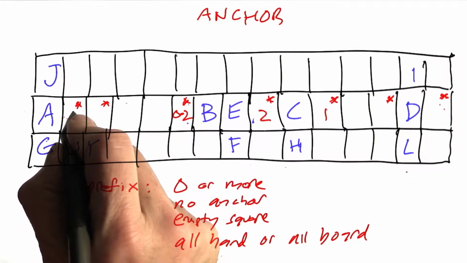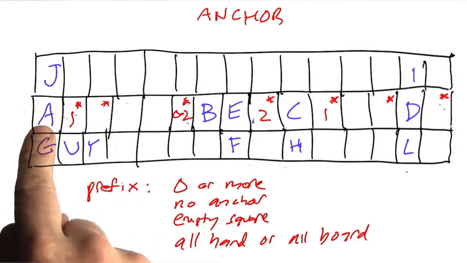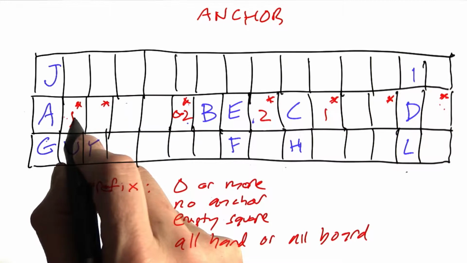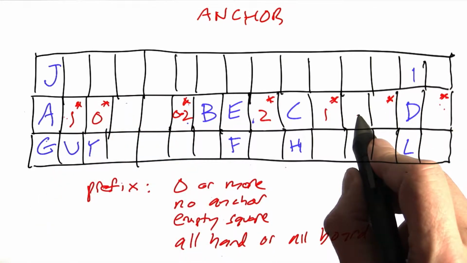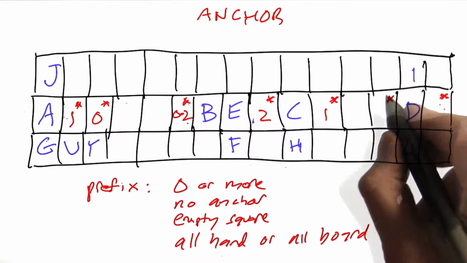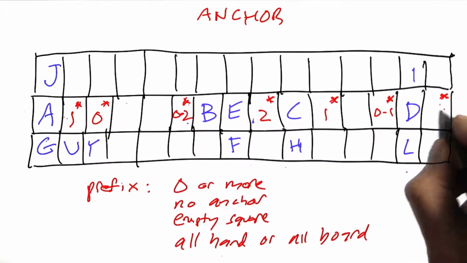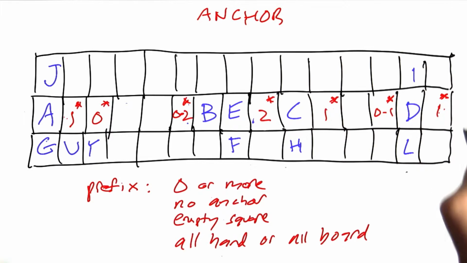The answers are: this anchor, the prefix has got to be one character, the A. This anchor, we can't cover another anchor, so it's got to be 0. This anchor, we can include this if we want, but we can't go on to the other anchor, so it's 0 to 1. And here, we got to include the D, but nothing else, so it's 1.